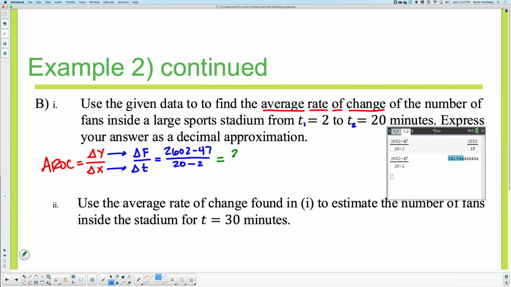So the first time I typed this in, the calculator said 2,555 divided by 18. And then we press Control Enter, and it said that's approximately 141.944. Now, if you're wondering what that value is, that's the number of fans per minute that are coming into the stadium. That's fans per minute, because that was the units that we're using.